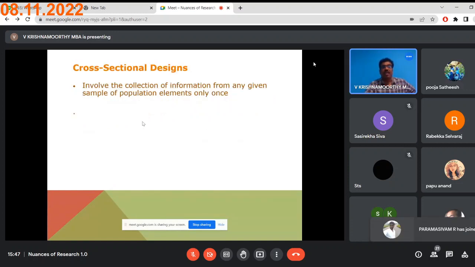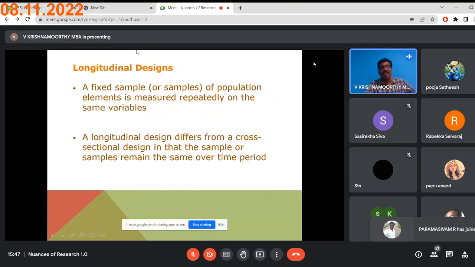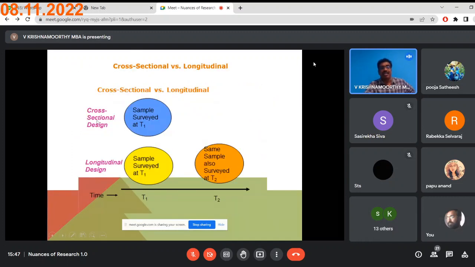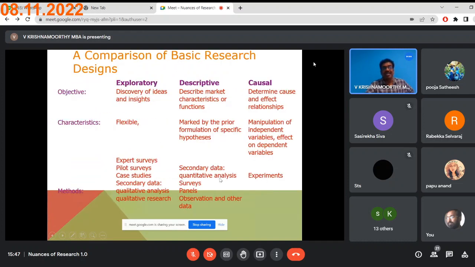Okay. Already we have seen the cross-sectional study. What is a cross-sectional study? When you collect data from individuals only once, during a particular year, this is a cross-sectional study. What is a longitudinal study? Data is collected from the same respondents over different periods of time. This is an example of a longitudinal study.